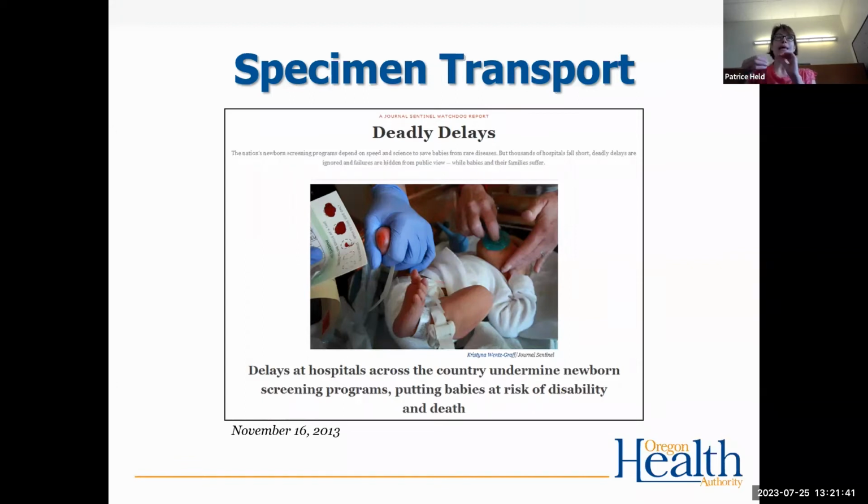And so again, this added to the concept that newborn screening is an entire system, and something like specimen transport, which may not necessarily seem significant, was truly impactful to our mission. And it's something that the public health program needed to be aware of and to monitor.